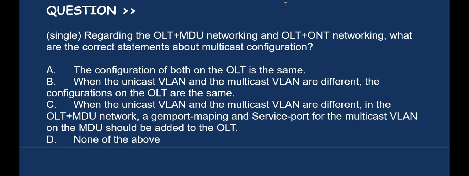The next question is, regarding the OLT-MDU networking and OLT-ONT networking, what are the correct statements about multicast configuration? Option A, the configuration of both on the OLT is same. Option B, when the unicast VLAN and the multicast VLAN are different, the configurations on the OLT are the same. Option C, when the unicast VLAN and the multicast VLAN are different in the OLT-MDU network, the GEM port mapping and service port for the multicast VLAN on the MDU should be added to the OLT. Option D, none of the above. The correct answer is option C.